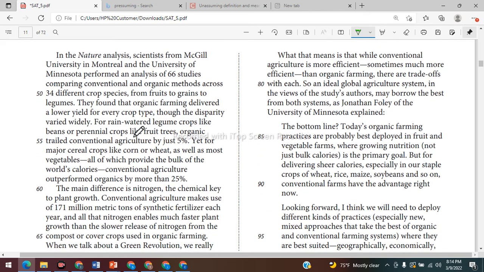For rain-watered legume crops like beans or perennial crops like fruit trees, organic trailed conventional agriculture by just 5%. Yet for major cereal crops like corn or wheat, as well as most vegetables, all of which provide the bulk of the world's calories, conventional agriculture outperformed organics by more than 25%.